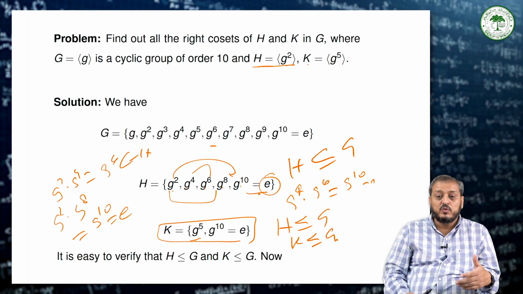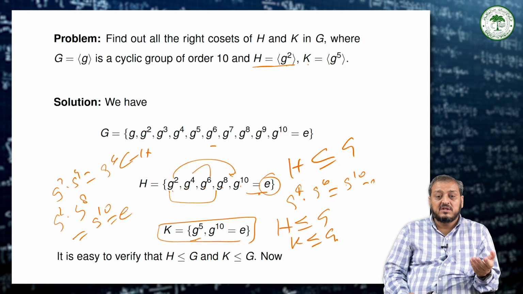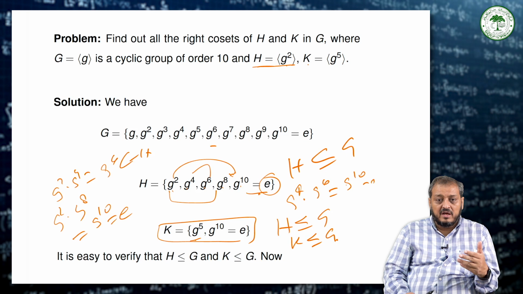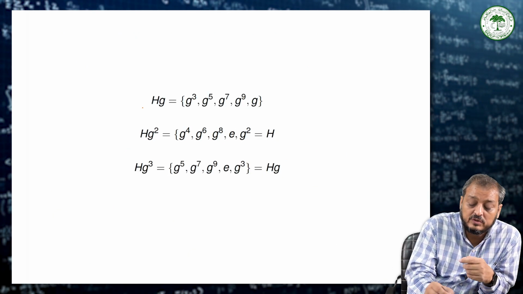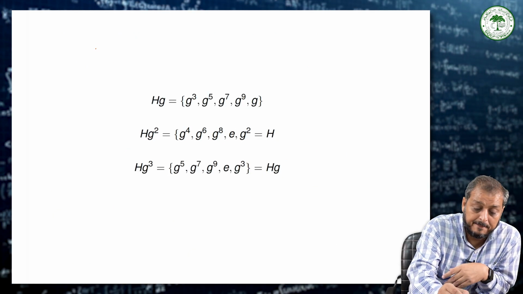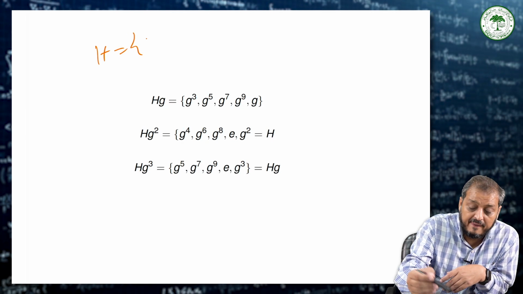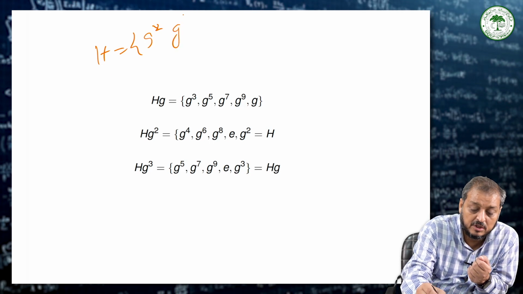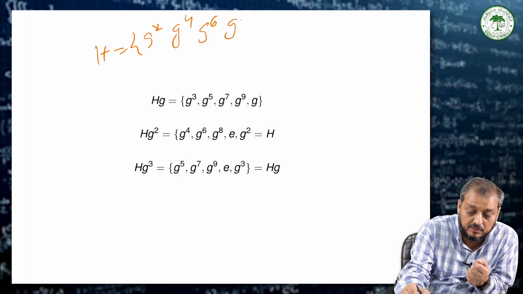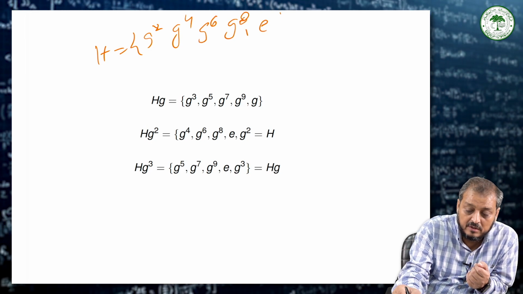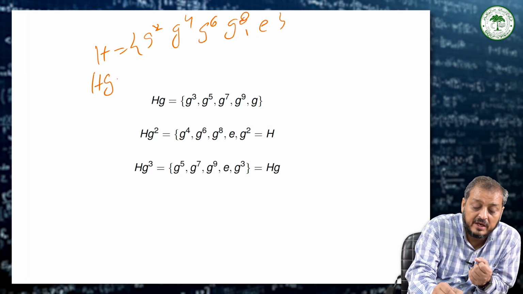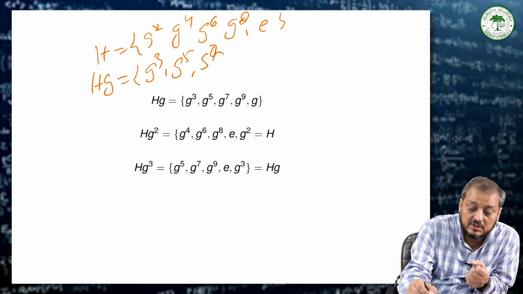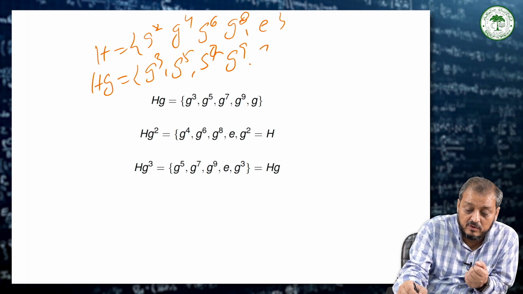Now we have to find the right cosets of H and K in G. So Hg, you have H equal to, I just write in the form of g squared, g to the power 4, g to the power 6, and g to the power 8 and identity. This is H. Now we have the right coset H of g. You have g to the power 3, g to the power 5, g to the power 7, g to the power 9, and g.